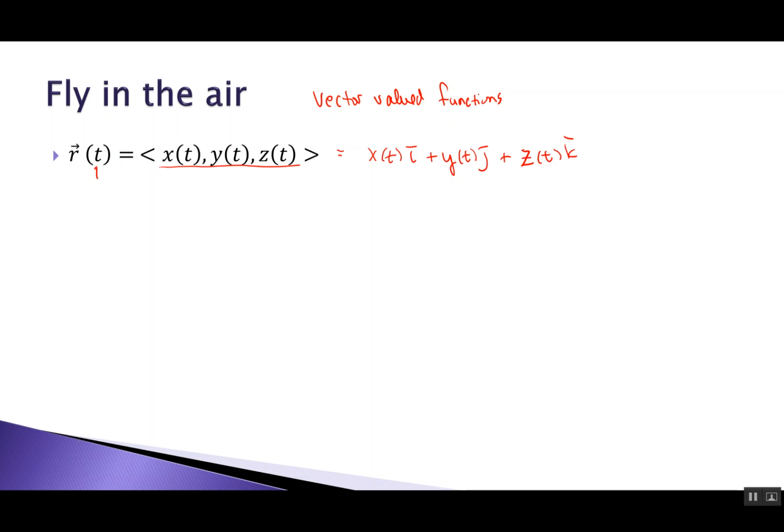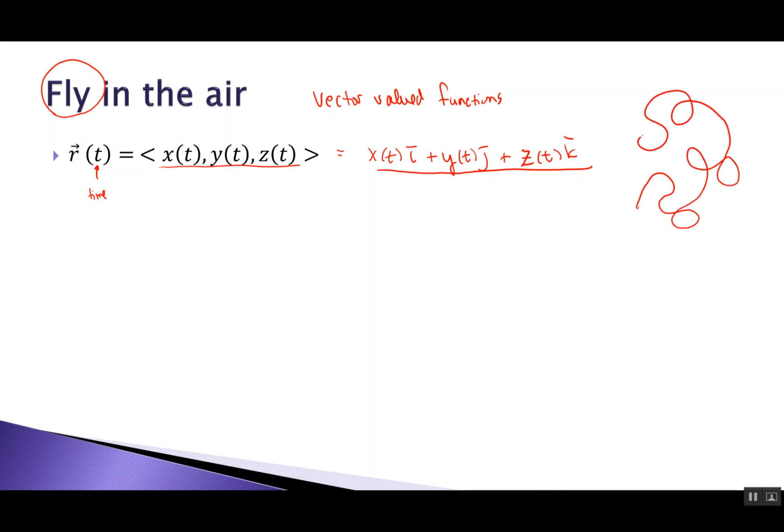I put in a single value, which we think of as time usually, and I get a point in space, a vector, a location in space. So these things describe motion. So think about a little fly flying around in the room, or the space shuttle or something like that. This gives me the motion of that fly flying through the room.